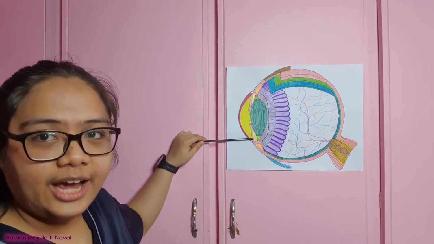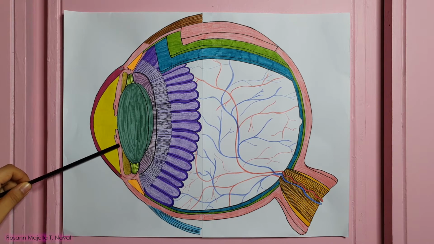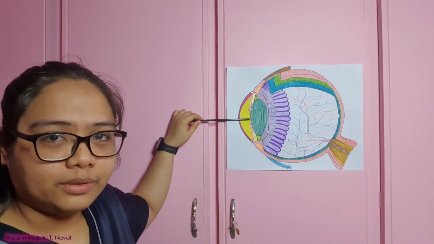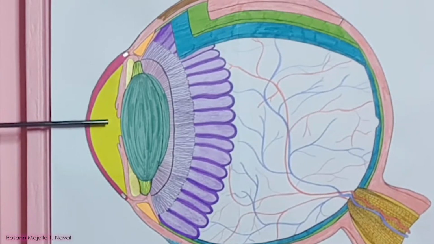This is the iris. Aside from giving the color of the eye, it also controls the amount of light entering the eye. It is a shallow cone pointing anteriorly with a centrally situated aperture. This aperture is the pupil. It is the opening of the eye, which functions to allow light to enter, so it can be focused on the retina to begin the process of sight.